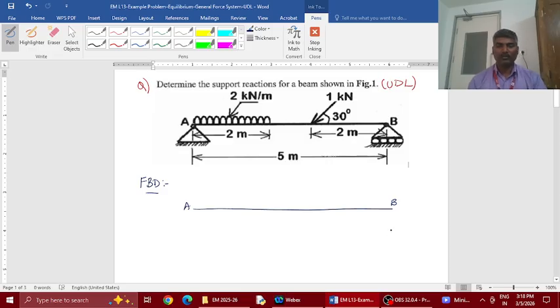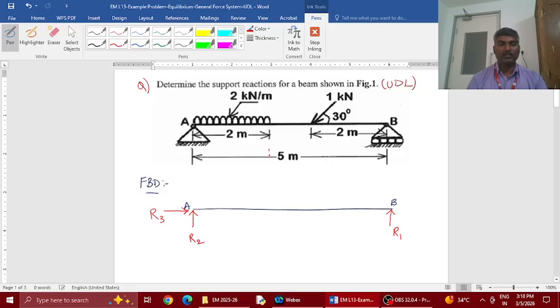So you see, support B is a roller, so you can expect one reaction. I call it R1. Support A is a hinge, so you can expect two reactions. One is R2, the other one is R3, one vertical and one horizontal reaction.